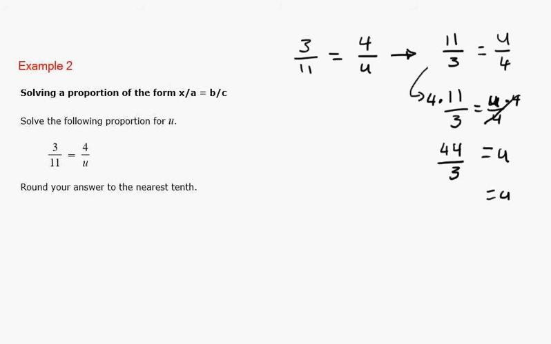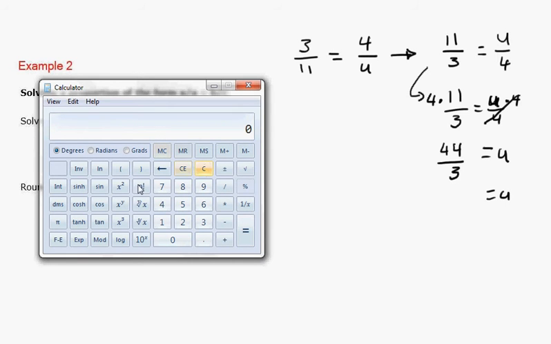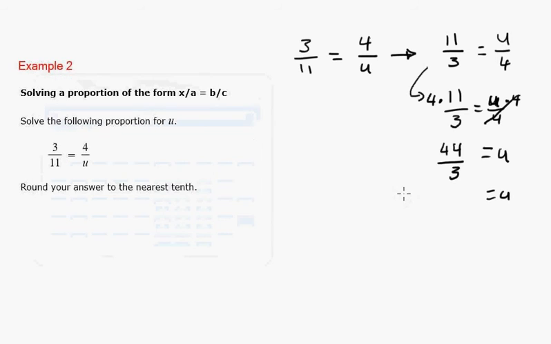Clear. 44 divided by 3 is 14.666667, and we want to round to the nearest tenth again, so I'm going to draw my line right here. 6 is greater than 5, so I'm going to round up. I'm going to add 1. So I get 14.7.